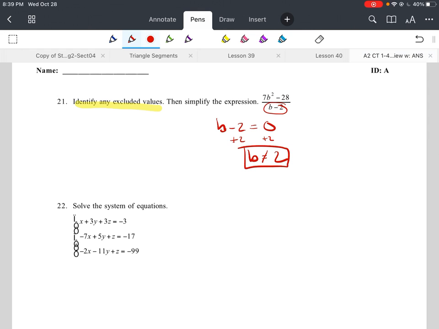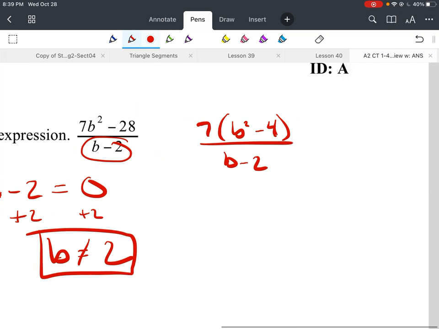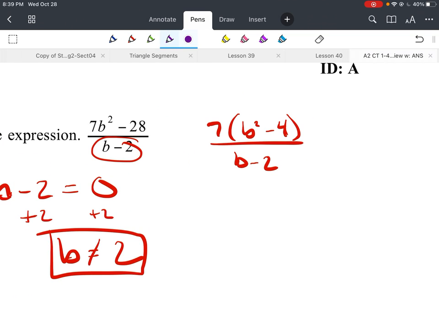All right, now let's just factor this bad boy and see what happens. So I'm going to take things out of here. First thing is GCF, GCF, GCF. So always get your GCF out of there. So this is 7 times b squared minus 4 all over b minus 2. Now when you see something like this, difference in perfect squares, you know you can rewrite that as 7 parentheses, and b squared minus 4 is b plus 2, b minus 2.